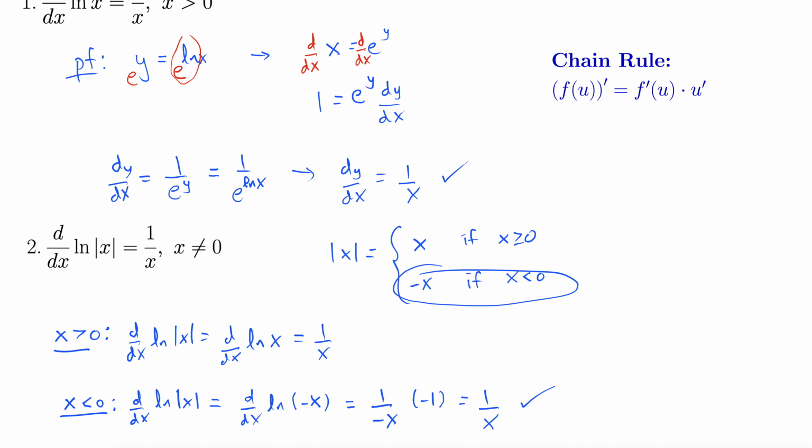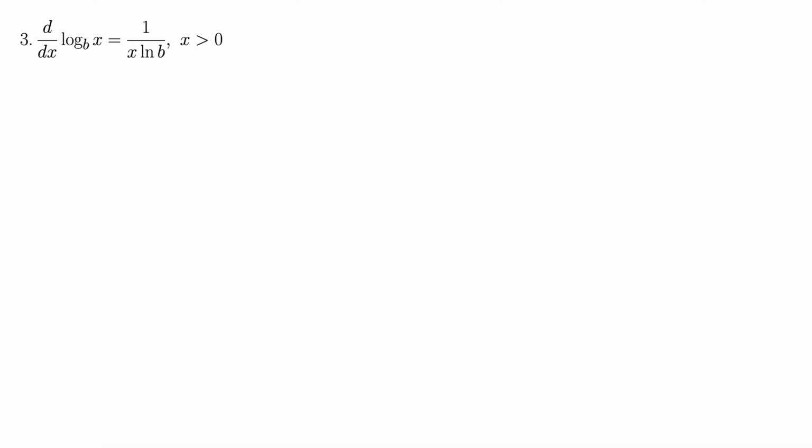Moving on to number 3. The derivative of log base b of x is 1 over the quantity x natural log b for x greater than 0. Well, same thing. The x greater than 0 just comes from the domain of log base b of x, so not much to say there. The proof of this one is fairly direct using our previous proofs that we've already done.